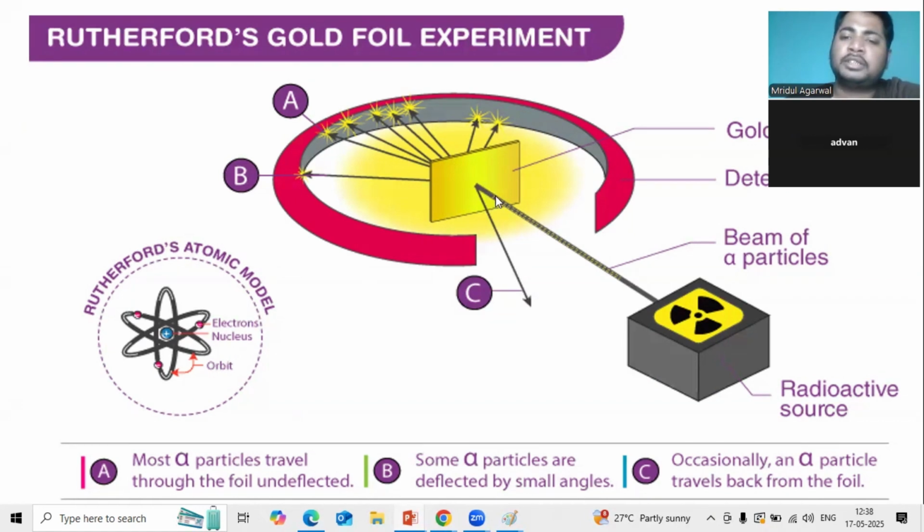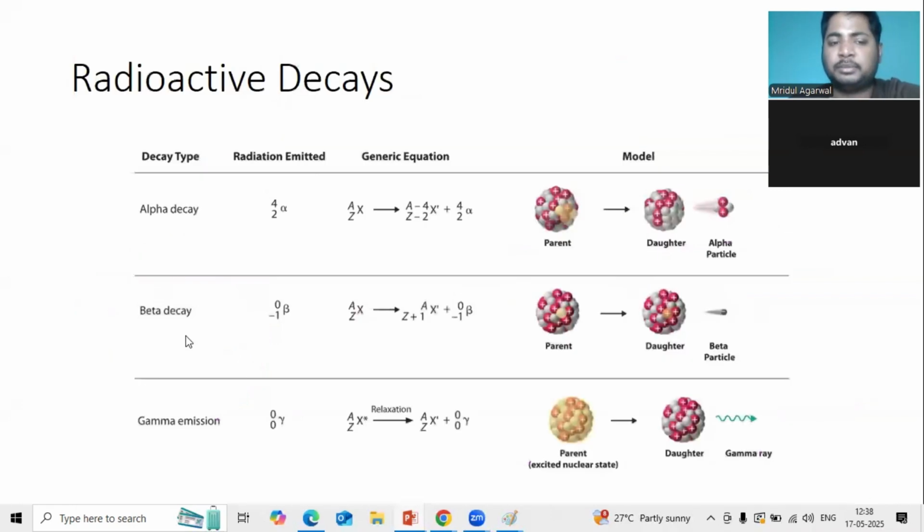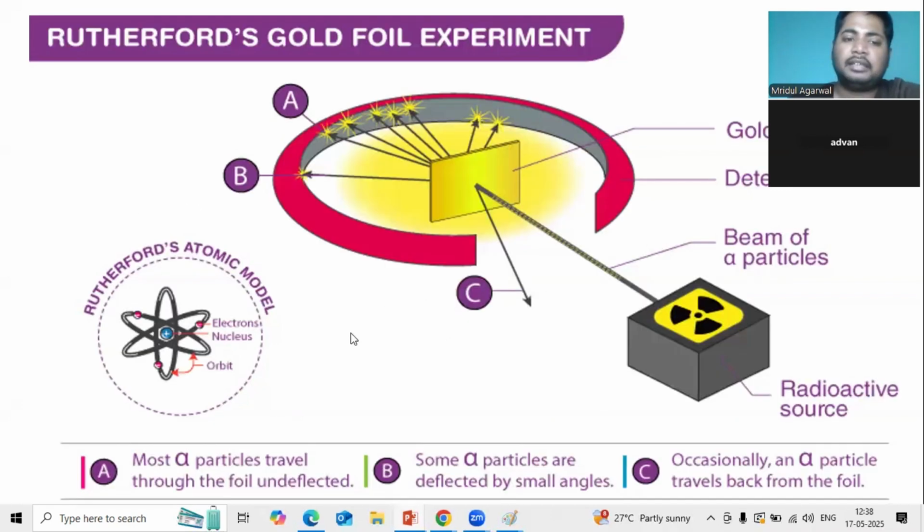And if you talk about the other particles, these are your electrons that are very small in size, and then you have the orbits in which the electrons move. This is your nucleus, and the nucleus is the heavy mass inside the atom, correct? Most alpha particles travel through the foil, some are deflected by small angles, and occasionally the alpha particles travel back from the foil. So this experiment told you about the structure of an atom.